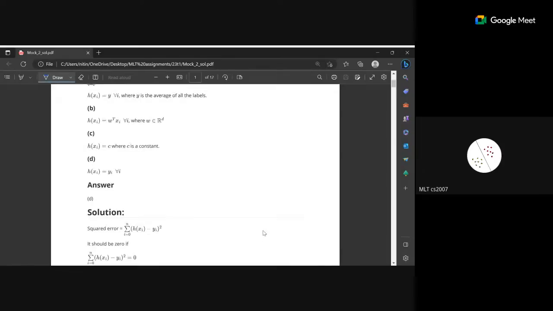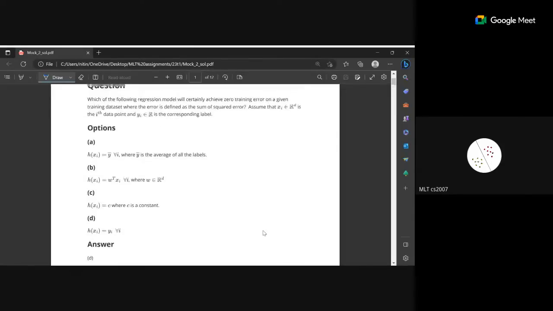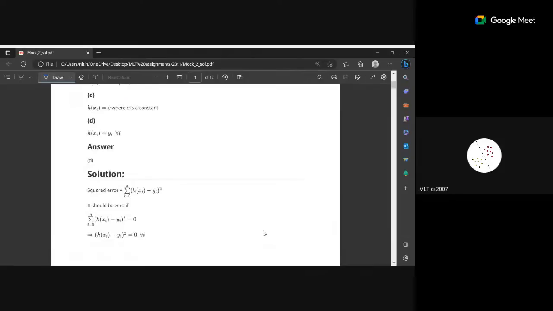So out of these given models, which one will give me zero training error? That is what we need to find out. If we set this squared error to zero, it will be zero only when all the squared terms are zero, right? So this must be zero for all i's. Because these are sums of squares, every term must be zero, and this says that h(x_i) is equal to y_i. So from there you can choose that the last option is the only model which will always achieve zero error on the squared error, right? And even if you check the options, all of the others need not give zero error always. So that's the way to solve this. Any doubt in this question?